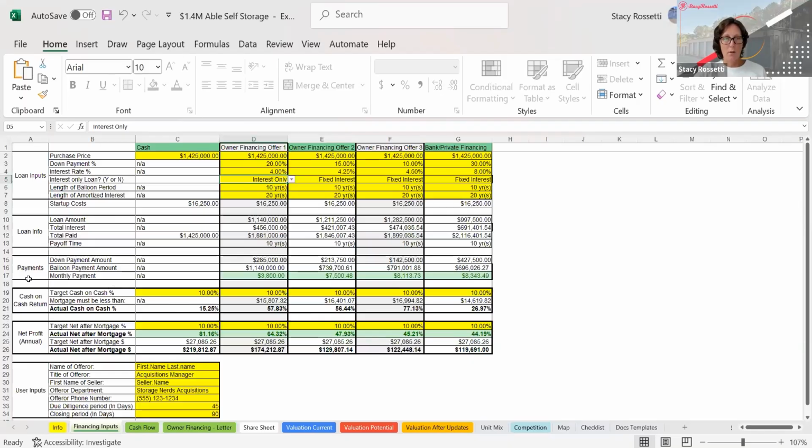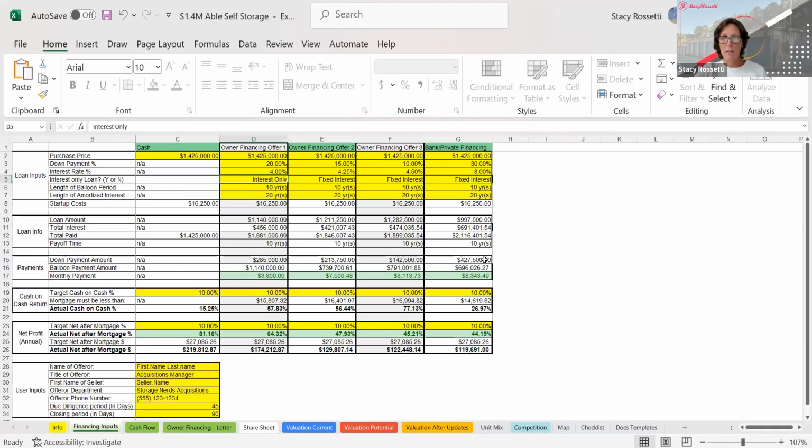10 years. And then you have your payments: down payment, balloon payment, monthly payment. So you could see here, if I took owner financing one, I'd do 285,000 down, and I'd have a balloon at 1.14, and my monthly payment would be $3,800. This is with interest only payments, 20% down, 40% interest. And if I did a financing, this is a typical bank term right now, 1.425, 30% down, 8% interest, fixed interest for 10 years over 20.